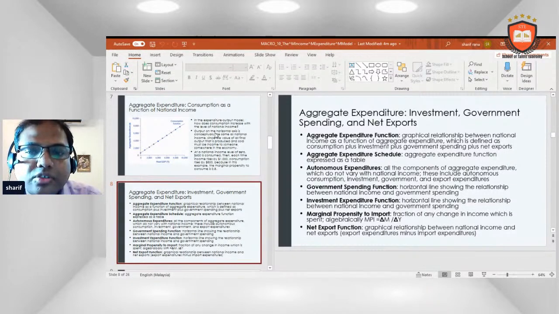Government spending function. Horizontal line shows the relationship between national income and government spending. Investment expenditure function. Horizontal line shows the relationship between national income and investment expenditure. Marginal propensity to import. Fraction of any change in income which is spent on imports. Algebraically, MPI equals delta M divided by delta Y. Net exports function. Graphical relationship between national income and net export.